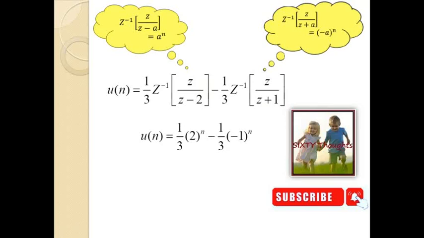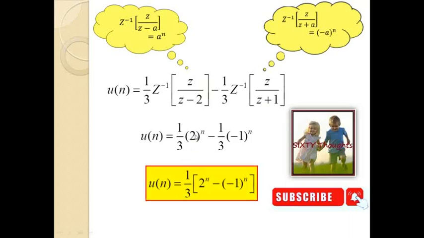So substituting here, we get 1 by 3 into 2 power n minus 1 by 3 into minus 1 power n. Here 1 by 3 is common, you take it outside from this equation. We get u of n equal to 1 by 3 into 2 power n minus of minus 1 power n. So this is nothing but the solution for the given difference equation.